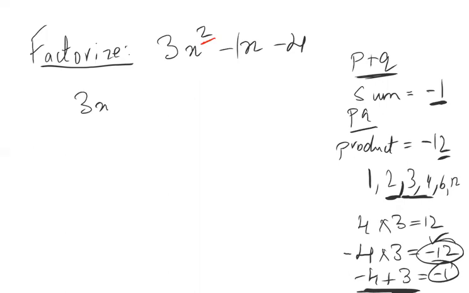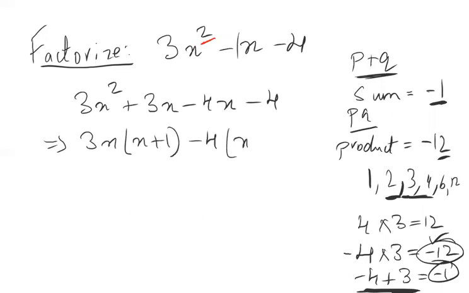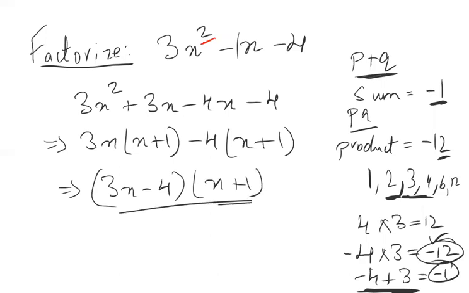So 3x squared plus 3x minus 4x minus 4 is equal to 3x. Take everything common, what you see. Take 4 common over here, x plus 1. Be careful of the sign, okay? It's negative and negative. So I took negative 4 common, you get plus. We get 3x minus 4 and x plus 1. And just leave it here because they've asked us to factorize. Remember that.